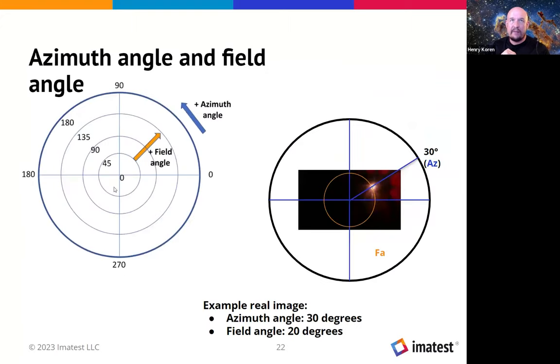This is the azimuth and field angle. This is an example of an image with azimuth angle of 30 degrees and a field angle of 20 degrees.